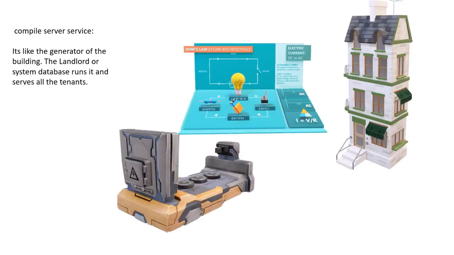Now we have a compile server service. Like for every building to run, we need a generator. Similarly, we have a compile server service which runs the complete HANA services. It's not that without it, it cannot run. It's not the main service to process everything, but it is a requirement, like electricity. So that's how we do an analogy for the compile server service.